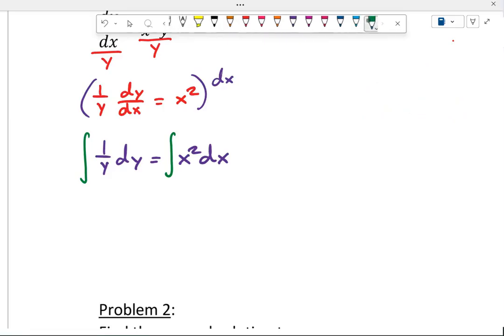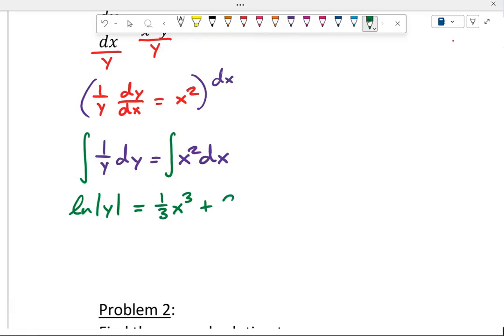All right, so yes, that is the natural log of the absolute value of y. What is the antiderivative of x squared? Plus c. Okay, we have integrated. Now we solve for y. How do we solve for y?